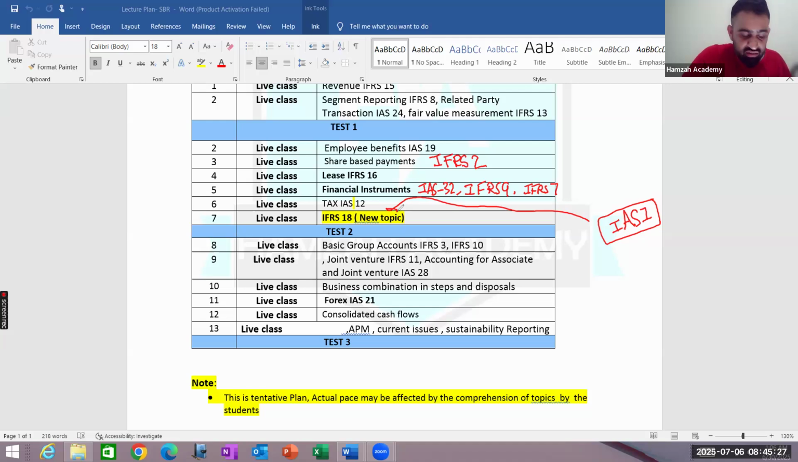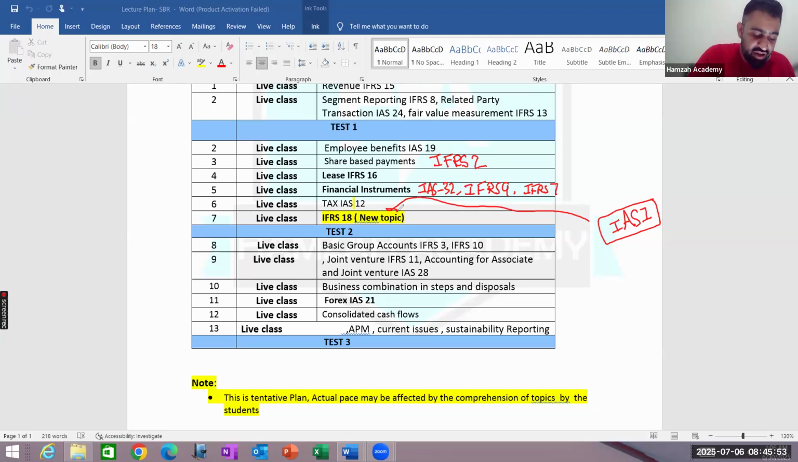After the basic group accounts, we will learn business combination in steps. Step acquisition: we acquire 10% of the company, then we acquire a further 30%, it becomes an associate, then we acquire some more, and the associate becomes our subsidiary company. That acquisition is known as step acquisition. We will study the disposals of subsidiaries and associates.